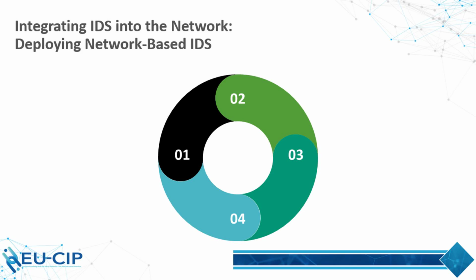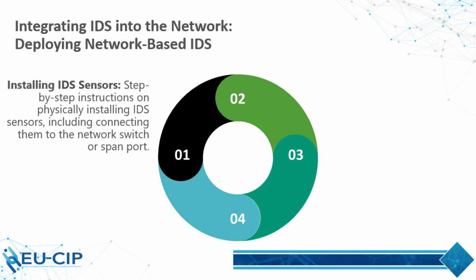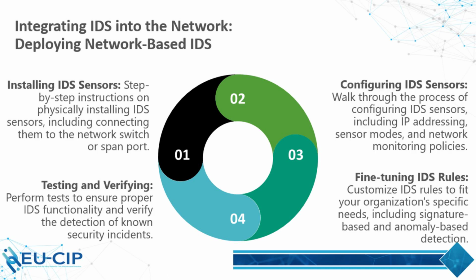installing IDS sensors. Step-by-step instructions on physically installing IDS sensors, including connecting them to the network switch or SPAN port. Configuring IDS sensors. Walk through the process of configuring IDS sensors, including IP addressing, sensor modes, and network monitoring policies.